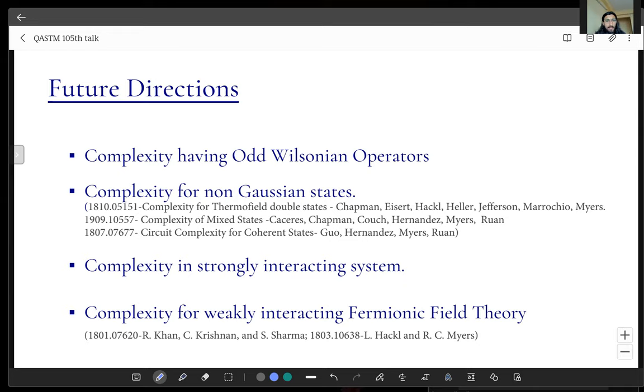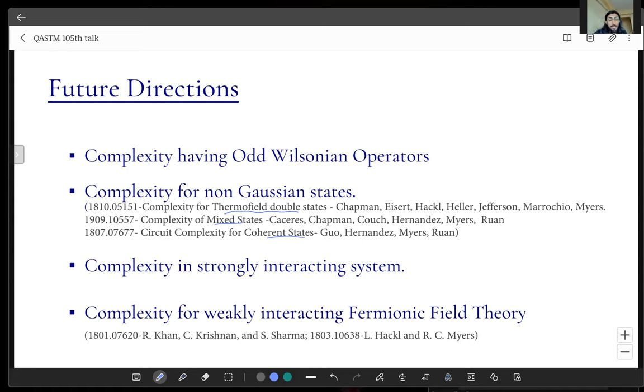Next, as we pointed out in the talk, for non-Gaussian states, work has been done for a lot of states, a lot of thermofield states, mixed states, coherent states. But in all of these cases, they are taking Gaussian states. If you take a non-Gaussian state, what is the formalism to calculate complexity? Since Gaussian is very easy to handle, but in general there will be all kinds of states, so circuit complexity for that should be done.